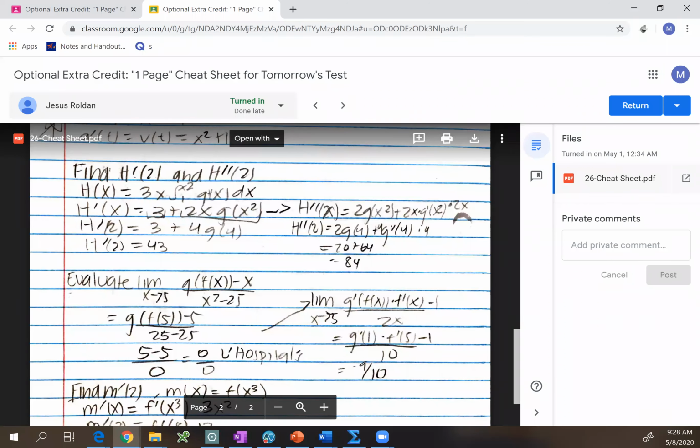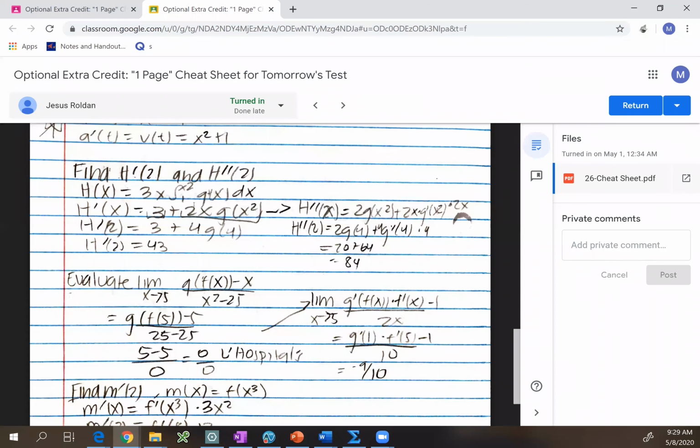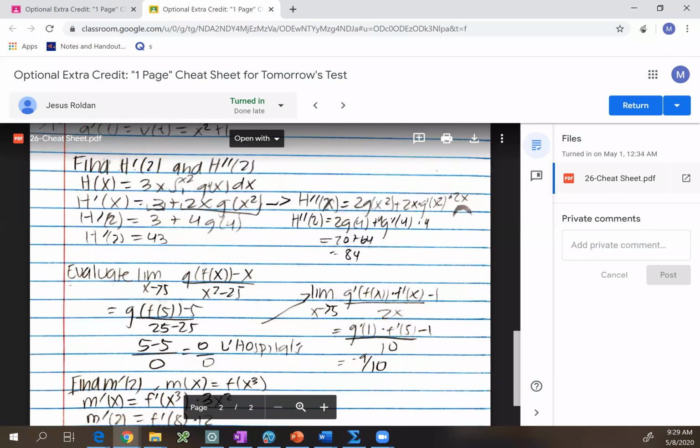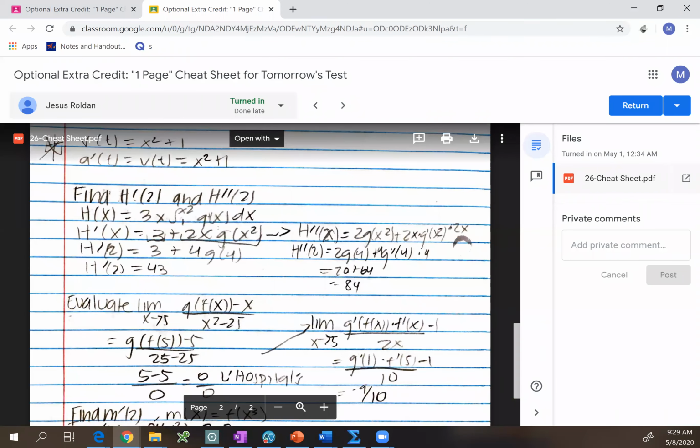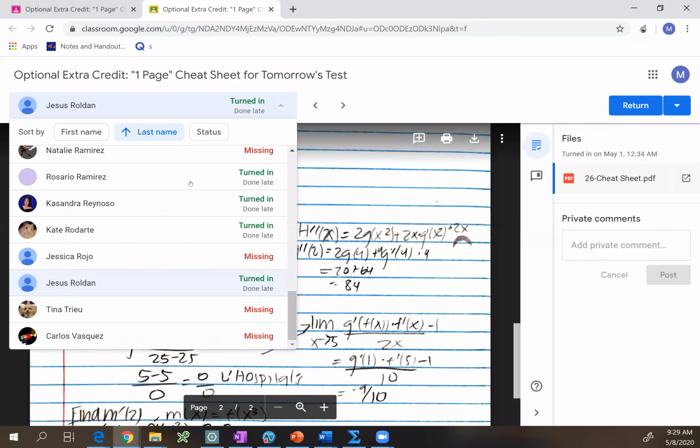This is a great, great, great question to have as an example on your cheat sheet, because it's tough and you can't do it with a calculator. So that's an awesome one. She also had an example of one of these m of x equals f of x cubed problems, which is another good one to have. So I thought that was cool.